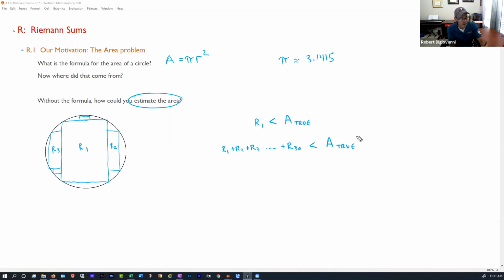Because we still have these little gaps that we're not accounting for, these little spaces where we can't quite get our rectangles in. But the more you do, the better your approximation is going to be. The more rectangles you can squeeze in there, the smaller your error is going to be. Okay, I like that idea. All right, so let's stick with that idea.